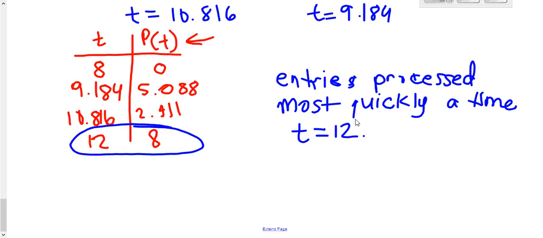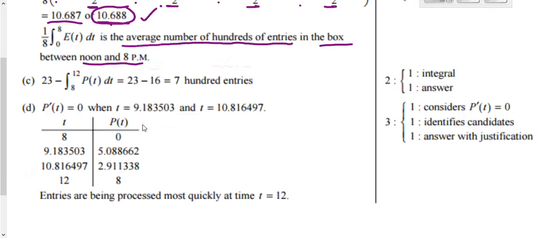That shows the work. So let's glance at the rubric and then we'll be done with this. For part C, it says we need to make sure that we have an integral, which we did end up doing. And when we did that integral, we got 7 and we said 100 entries, so we got that answer as well. And then it said we needed to set the derivative equal to 0, and we got these 2 answers. They gave a bunch of decimals. If we didn't give as many decimals, that's fine. Remember, our rule is 3 decimal places.